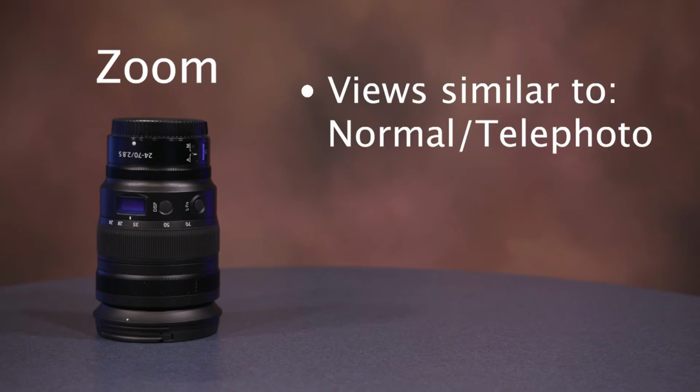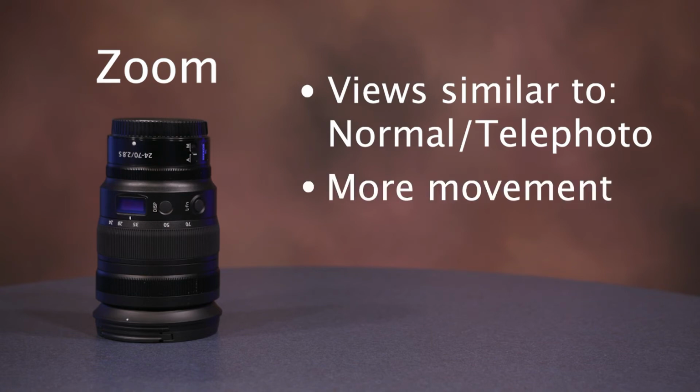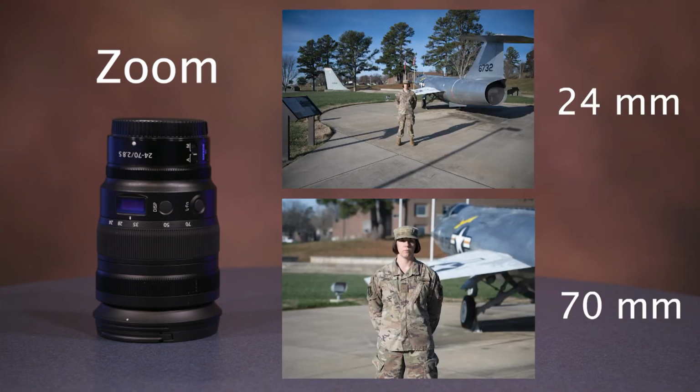This is the zoom lens. This lens can give you views similar to a normal and telephoto lens. Its zooming capabilities allow for more movement during a shoot. To show you the versatility of this lens, I took these 2 photos from the same distance but different zoom lengths. If you don't feel comfortable with the restrictions of a normal or telephoto lens, this is a good option.